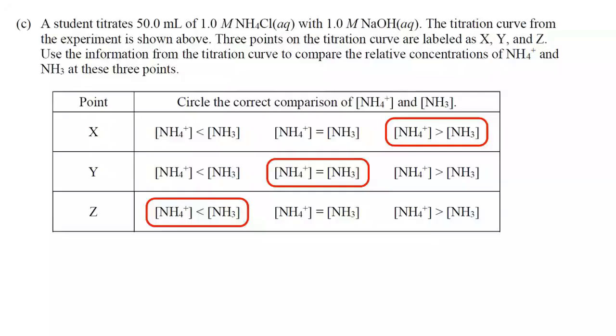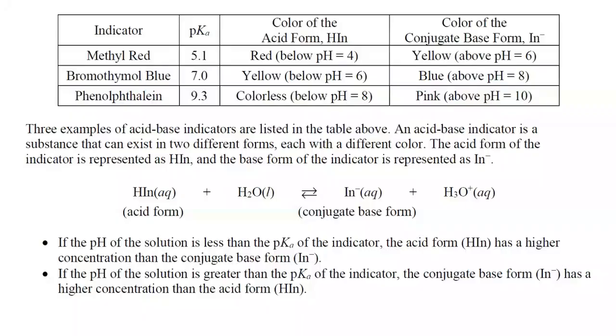And now, before we move on to question 7, I want to talk a little bit about acid-base indicators. So acid-base indicators have this very important and useful property in that they can display at least 2 different colors depending on the pH of the solution.